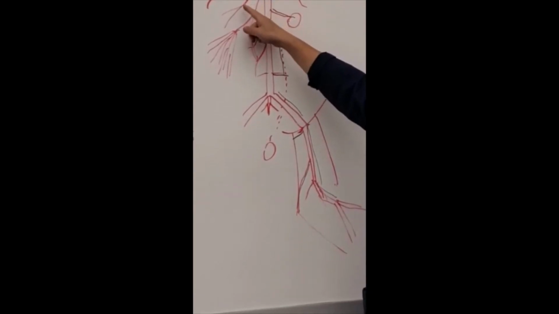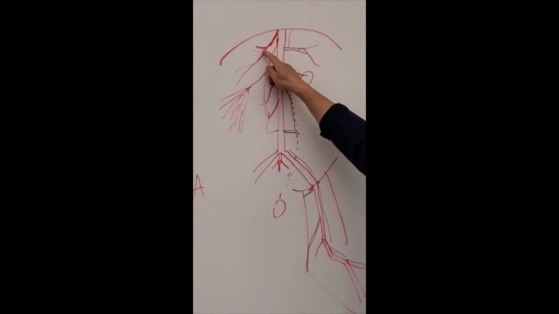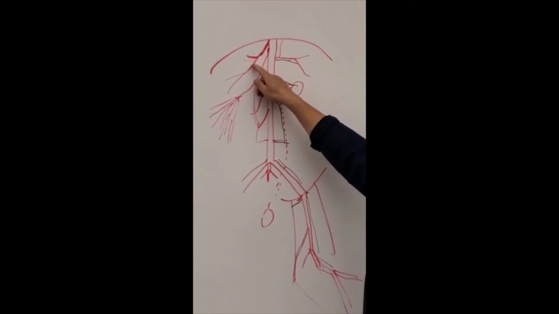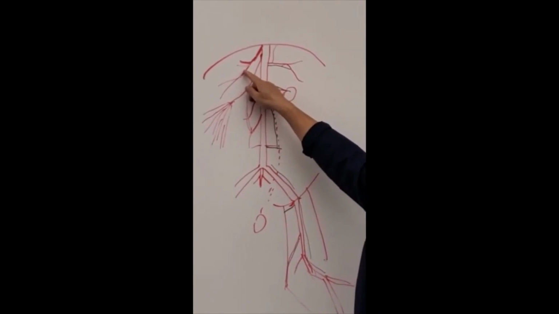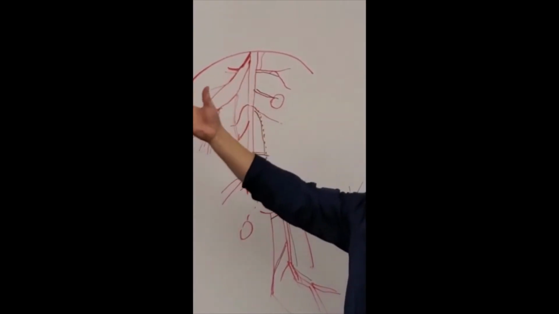Celiac. Okay. Celiac has three major branches again. After that, the first one supplying the liver, hepatic. Next one supplying the stomach, gastric. The next two branches supplying the spleen, we call it splenic.